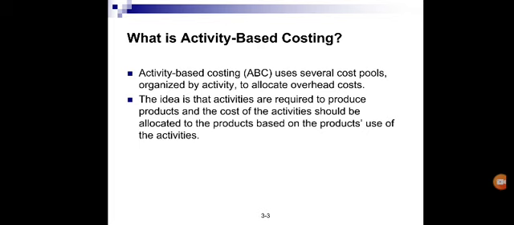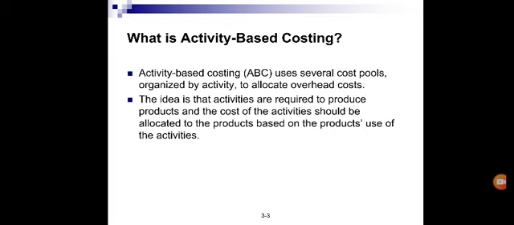But if you want to use ABC system to calculate the unit cost for this soft drink, you have to use several allocation bases, and these allocation bases have to be based on the activities, the production activities that you do to produce the soft drink. Maybe to produce the soft drink, you have to do 4 activities.